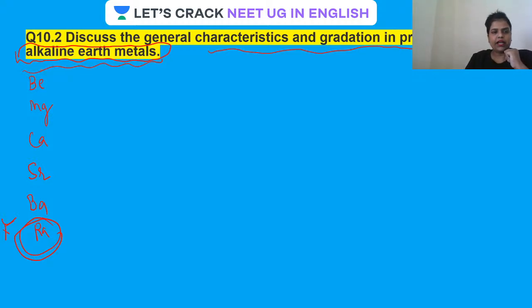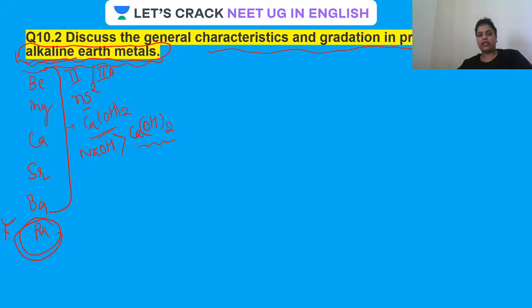So guys, look at all these elements. You know that the general outer electronic configuration is this. They all belong to group 2, or group 2A, of the periodic table. They are called alkaline because their hydroxides are soluble in water. But trust me, their solubility in comparison to the alkali metals is less. So in comparison to alkali metals, they are less soluble, guys.